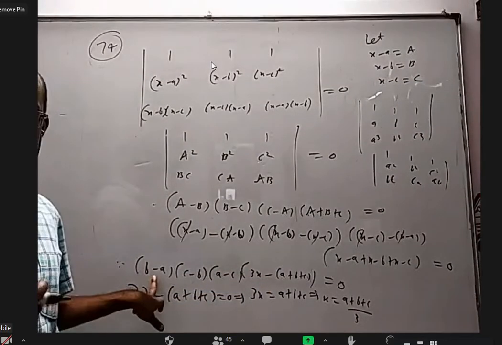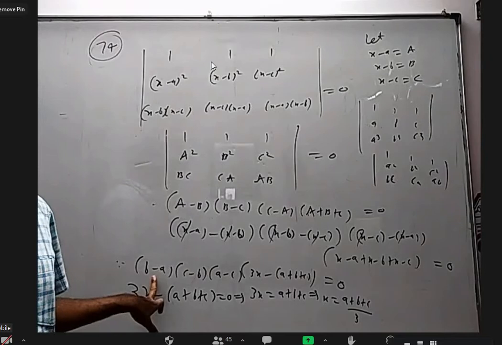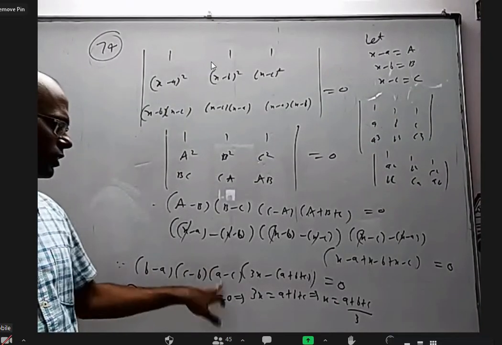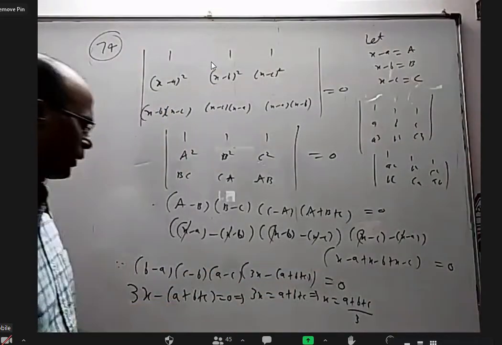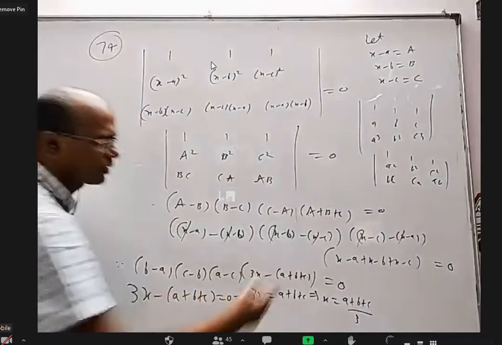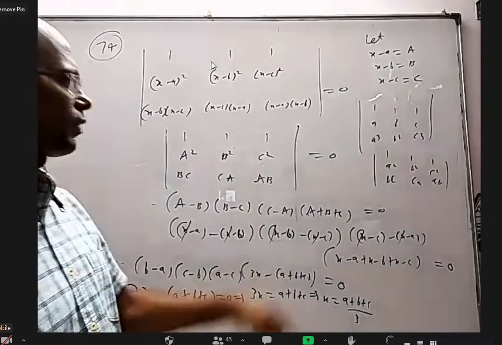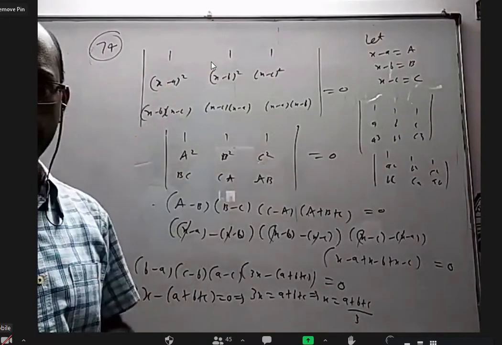Yes sir, this can't be 0 because in the question they said a and b are distinct, they are not equal. b and c are not equal. c and d are not equal. So only this has to be 0. Send a plus b plus c, that's it, divide by 3. x must be 1/3 of a plus b plus c for this determinant to be 0. Yes, sir.